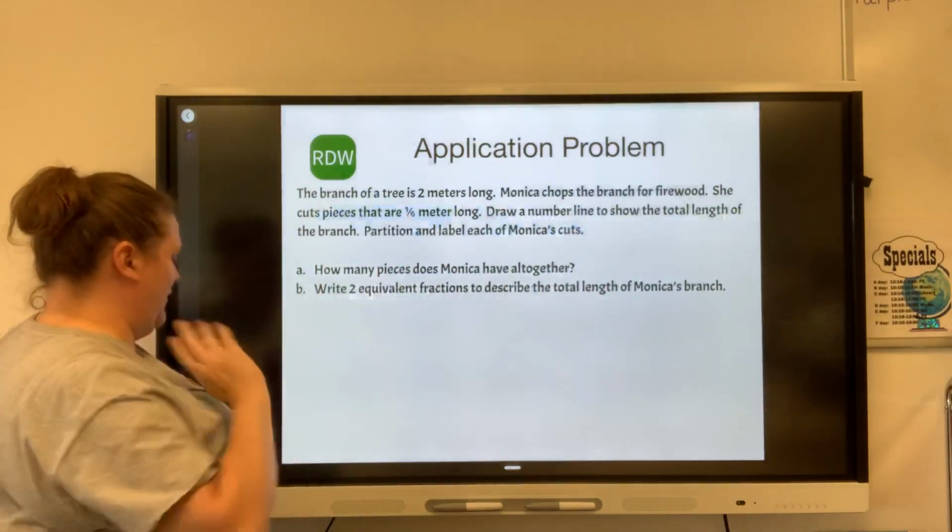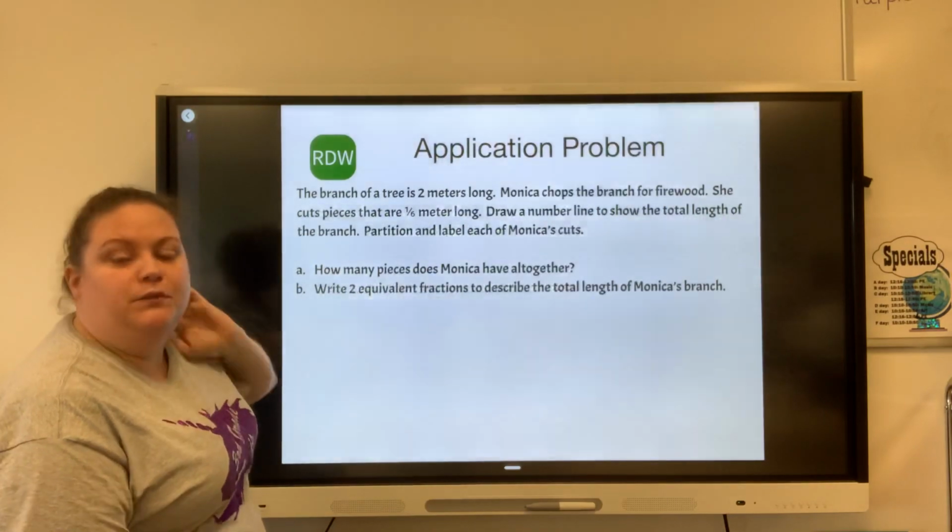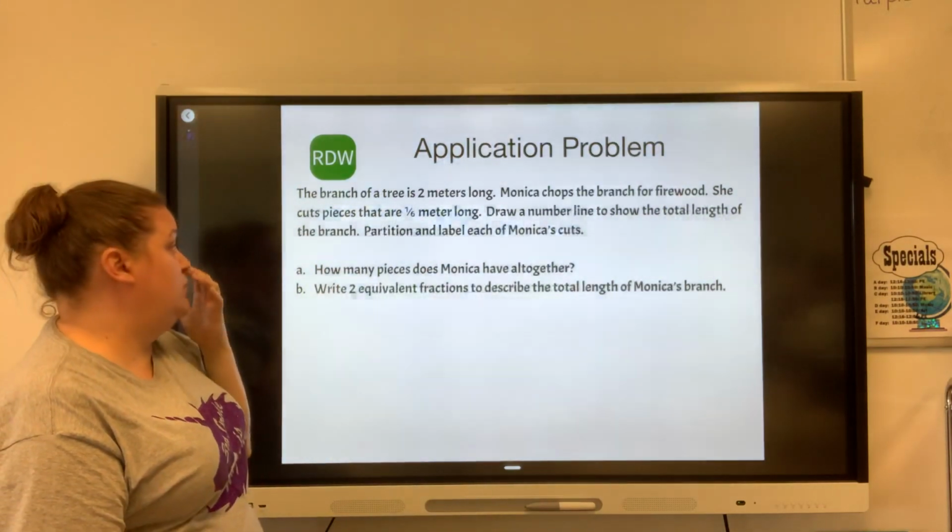This is word problem 17. This is a read, draw, write problem, so we're going to read it, we're going to draw it, and we are going to write about it.